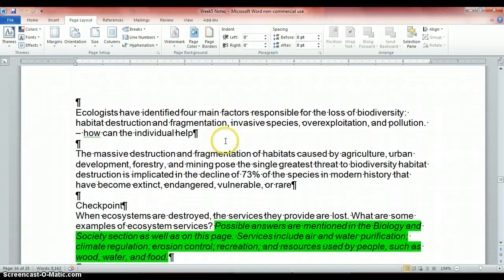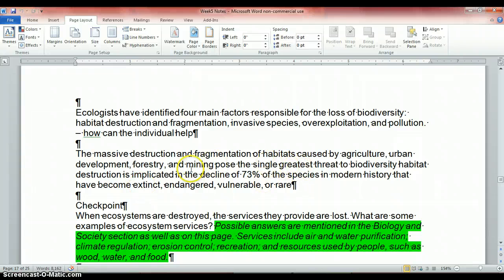Things to think about. Ecologists have identified 4 main factors responsible for the loss of biodiversity: habitat destruction and fragmentation, invasive species, overexploitation, and pollution. How can one individual help with this? What can you do as an individual? What can a group do? What can a government do? What can the entire world do if we work together? The massive destruction and fragmentation of habitats caused by agriculture, urban development, forestry, and mining pose the single greatest threat to biodiversity.